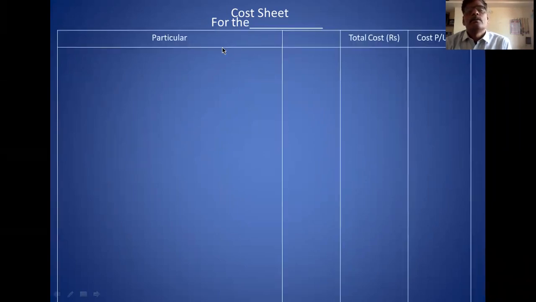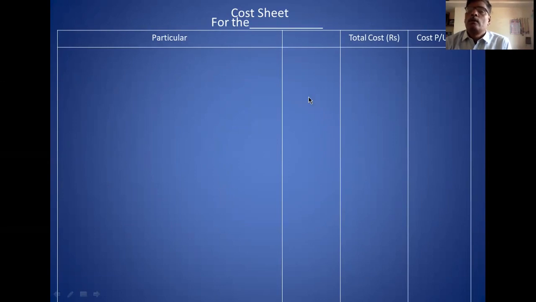First, you write the heading, cost sheet. Then in the second line, you write the period, the costing period. It may be related to one year, half year, quarter, month, fortnight, or week. Cost sheet for the year, or for the half year, for the quarter, for the month, for the fortnight. Like this, you write. Then draw the cost sheet.